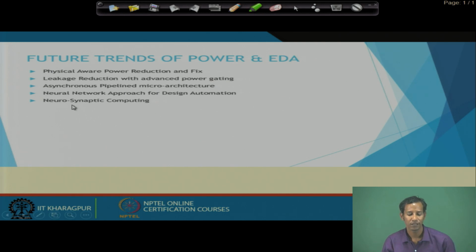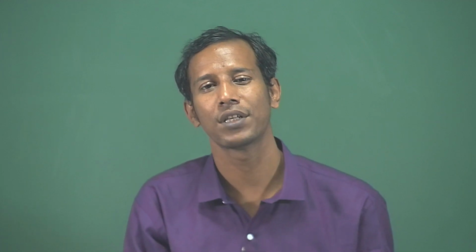And then we have neurosynaptic computing, which is again an emerging artificial intelligence or neural network approach in the EDA tool for power reduction, area optimization, or speed enhancement, all to make an efficient circuit design. All are the recent trends in VLSI design tools in the electronic design automation aspects.